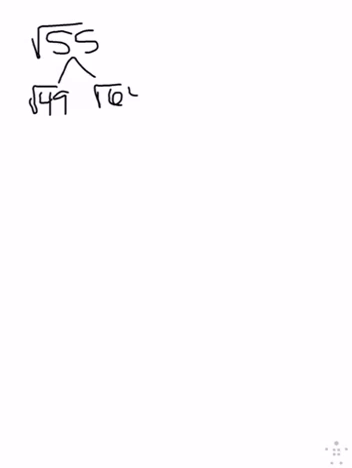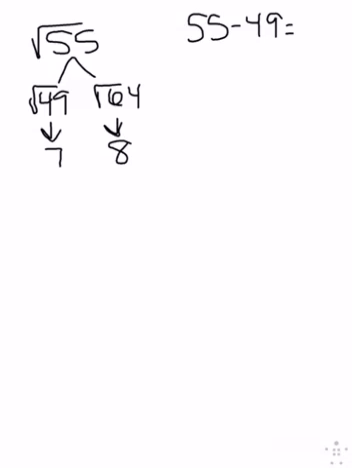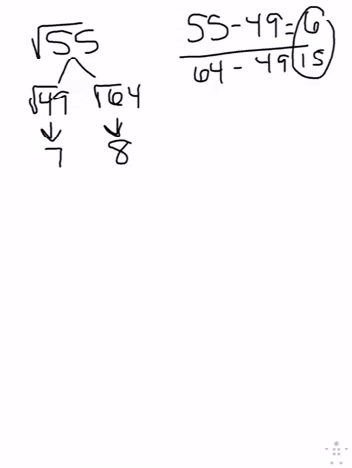Number 23, the square root of 55. I can break that down into the square root of 49 and the square root of 64, which is 7 and 8. I set up my fraction, 55 minus 49, which is 6, over 64 minus 49, which is 15. My answer is 7 and 6 over 15. But I need a decimal, so I want to do 15 into 6.